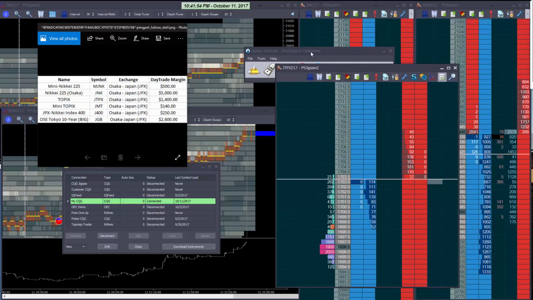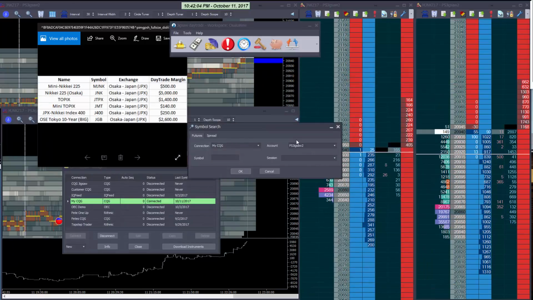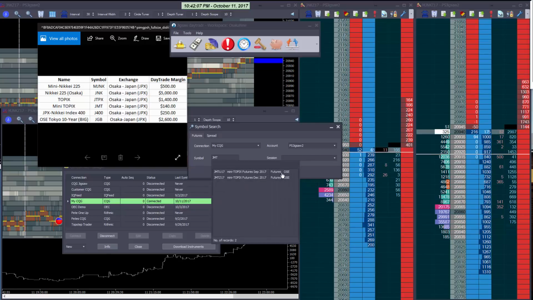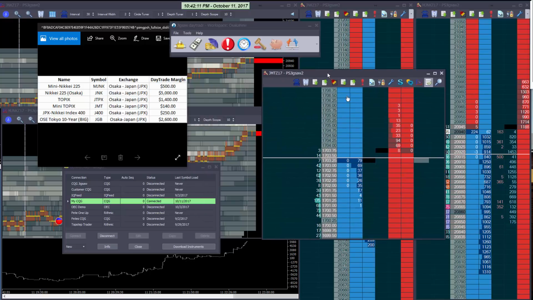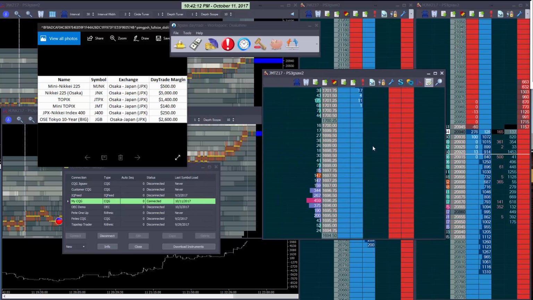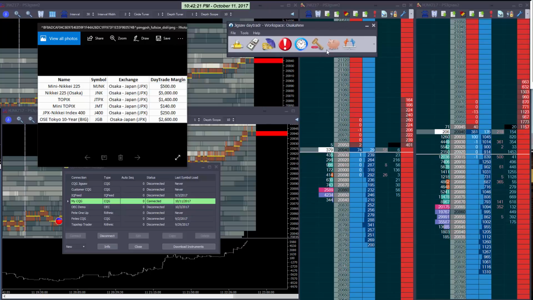Okay, there we have it. We can see it's 10 o'clock at night, so that's really late in Japan. So not a lot going on there. We've got the mini topics, JMT. Again, not a lot going on there. This is the overnight contract that we're looking at now, overnight trading in Japan. It's actually morning time in the US, where I am right now.